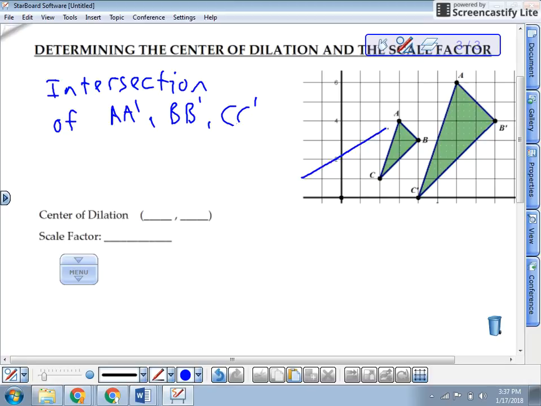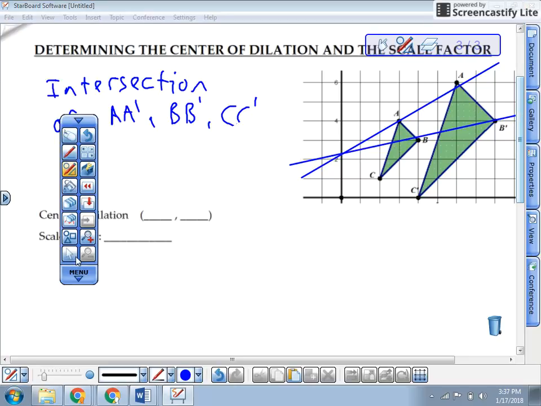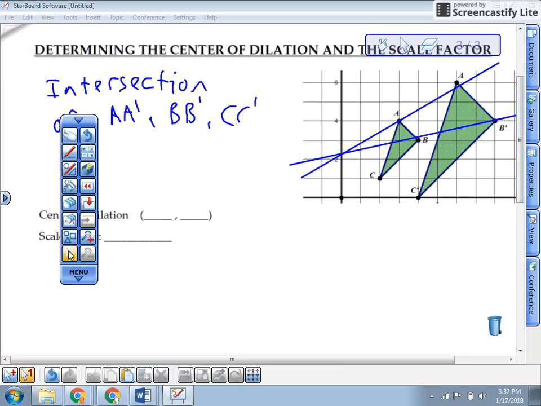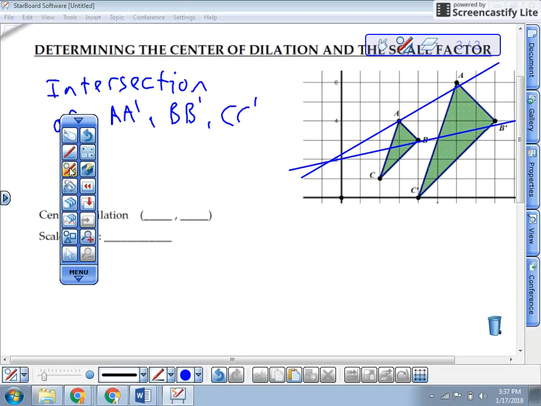So when I draw a line from A to A prime, it looks something like that. B to B prime. Oops, that one's a little high. I'll bring that down just a touch. There we go. That's how it should look. Close enough. And then we've got C to C prime. And I'll come this way with it. Now, if I did this properly, you can see that the point of intersection is right here.